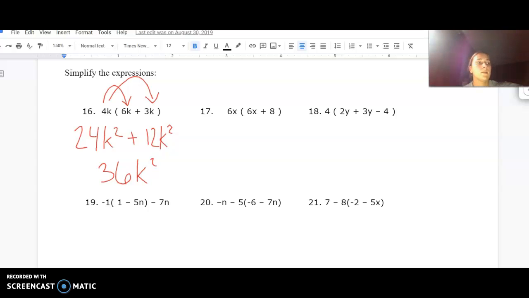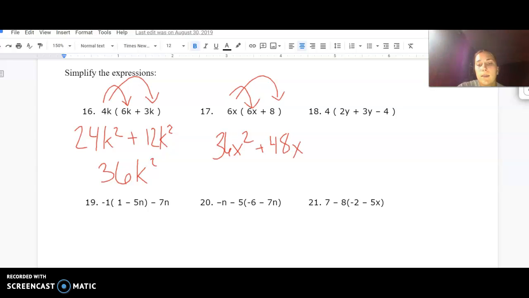For number 17, we are going to do the same thing, distributing. We have 36x squared plus 6 times 8 is 48x. So that one cannot be simplified any further because we have an x squared and we have an x.